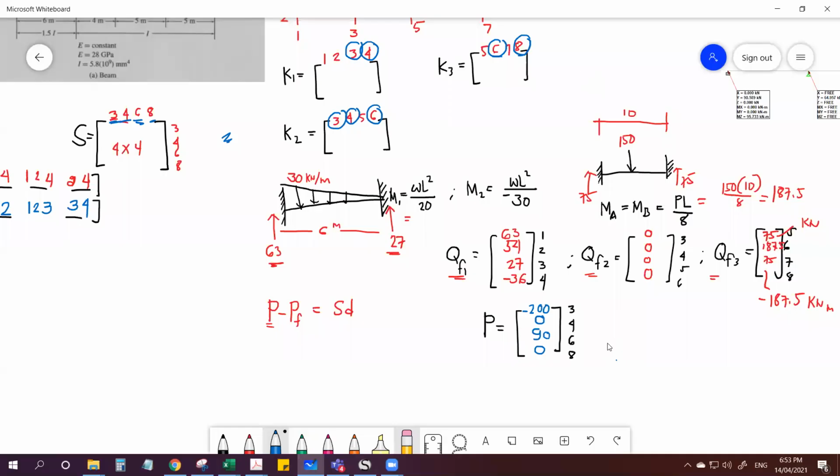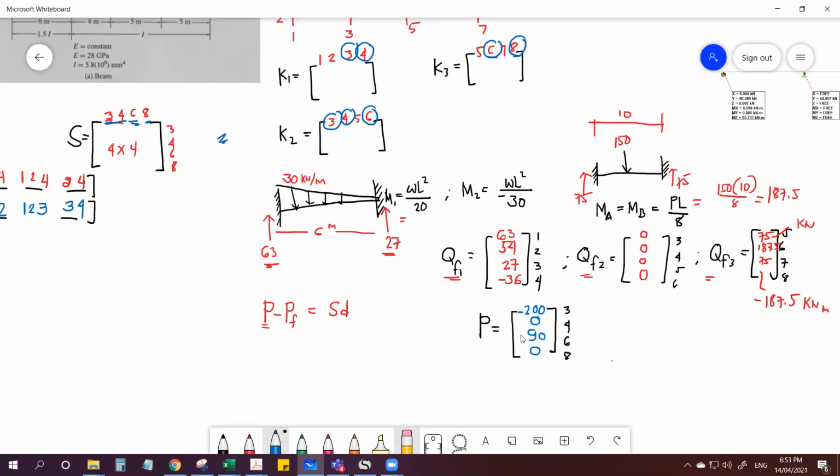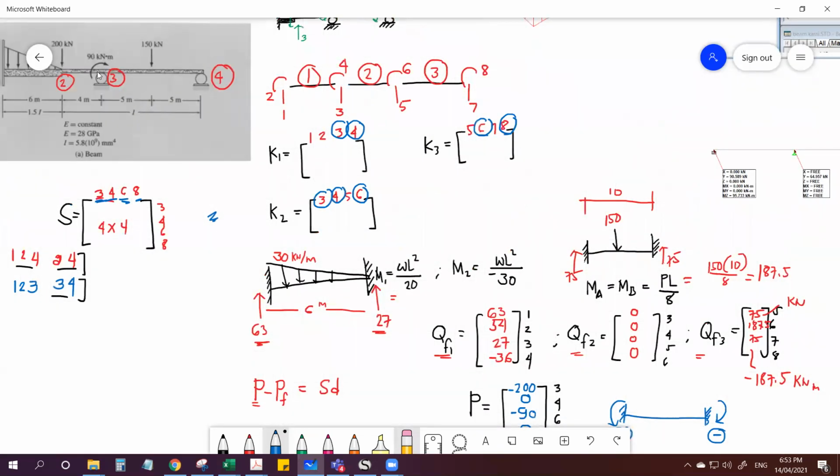By the way, based on our convention, this should be negative 90. Remember, in our fixed end forces, this direction is considered positive, while this direction is considered negative. So this should be negative because 90 is clockwise.